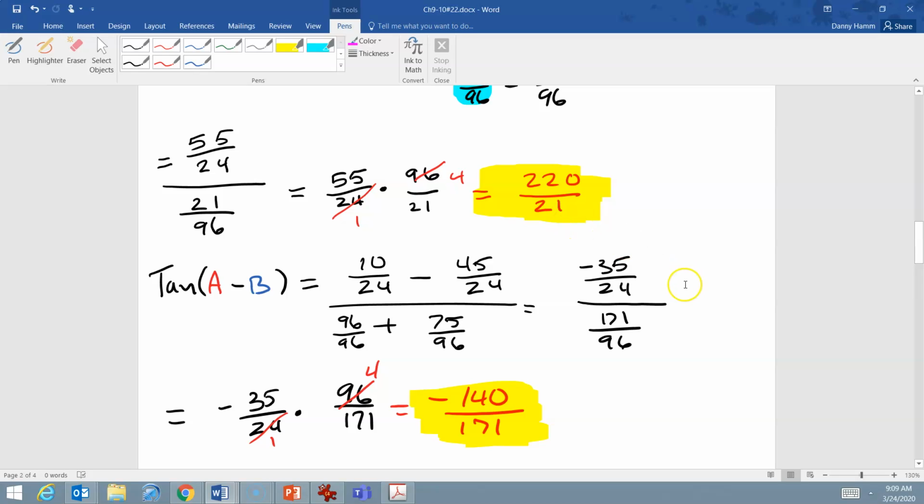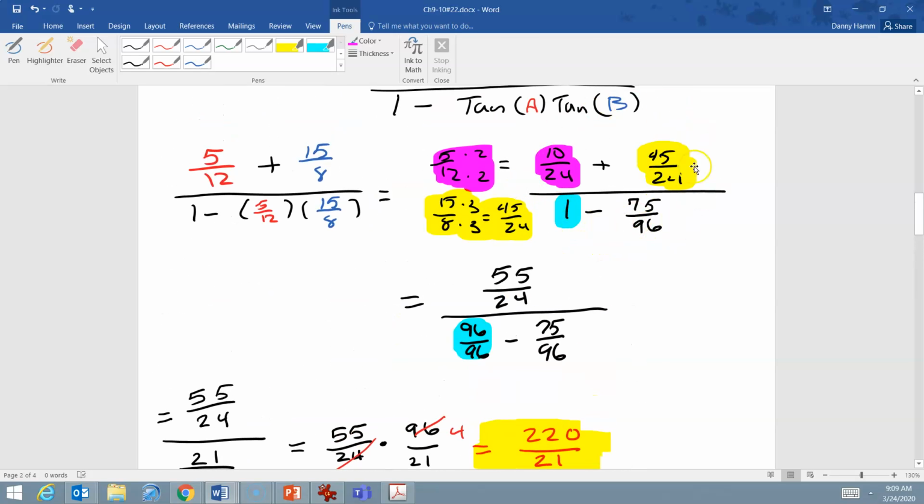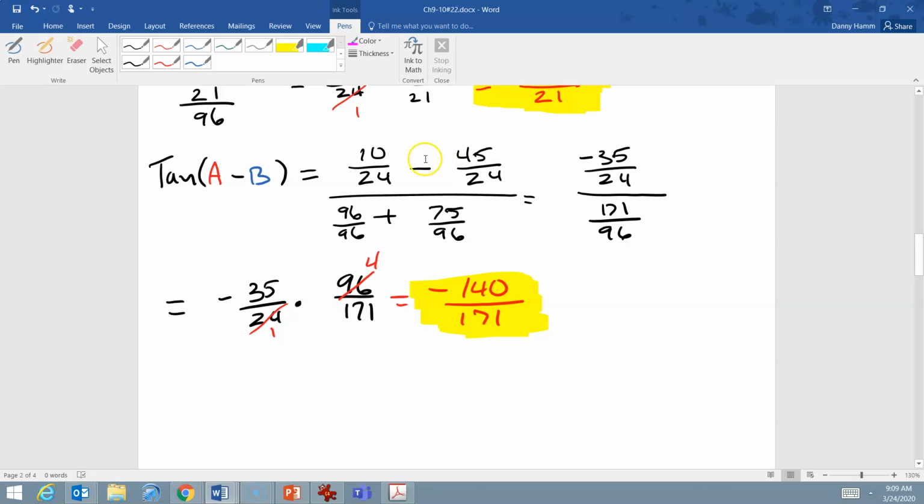Now we could do something very similar to what we did before, so we don't have to redo the entire identity. But I just needed to change the signs here, from a positive to a negative, and then a negative to a positive here. So I just basically took this fraction here, and then I just changed the positive and negative signs. And so in doing that, I'm subtracting here. I get negative 35 over 24. I'm adding on the bottom, so I get 171 over 96.